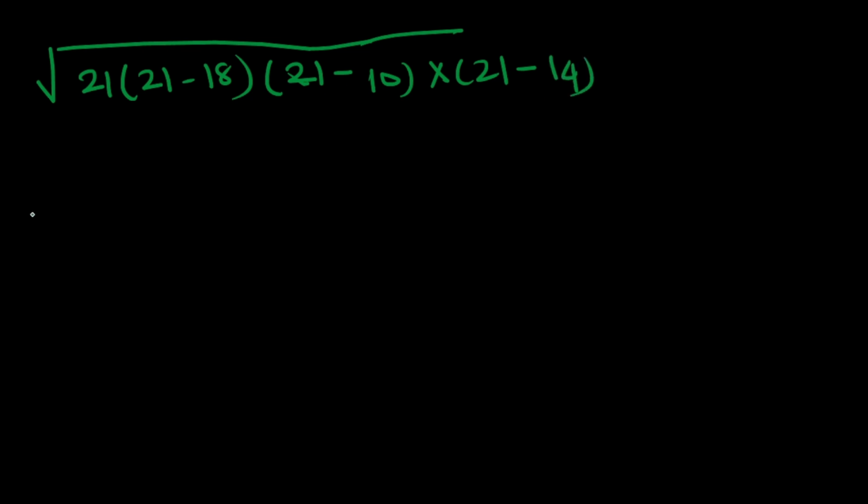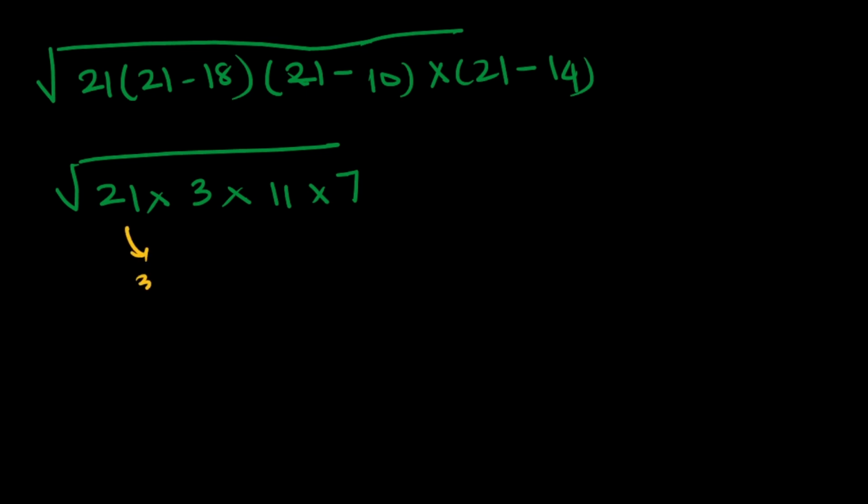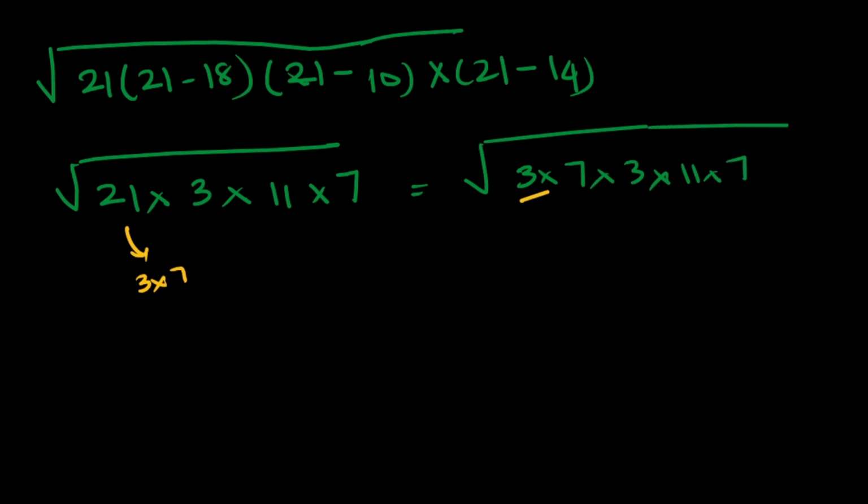So when you further solve, you will have 21 into 21 minus 18 is 3, then 21 minus 10 is 11, into 21 minus 14 is 7. So I've written it like this. Now 21 you can write as 3 into 7. So when you write over here, you have 3 into 7 into 3 into 11 into 3.